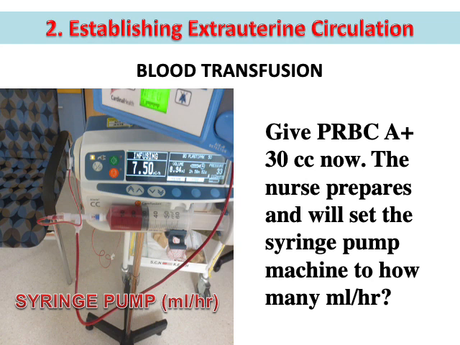In this example, you are to give PAC-RBC A positive 30 cc now. The nurse prepares and will set the syringe pump machine to how many ml per hour. Please recall that all blood transfusions except platelet concentrate can be given in 4 hours, which means you have to divide 30 into 4, and that will make 7.5 ml per hour. This means that in 1 hour, you will consume 7.5 ml of blood to make 30 cc in 4 hours.